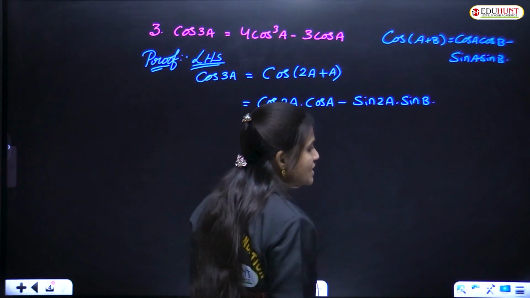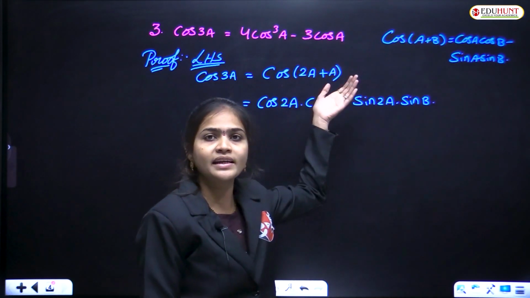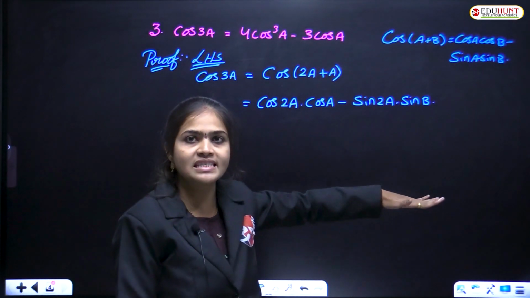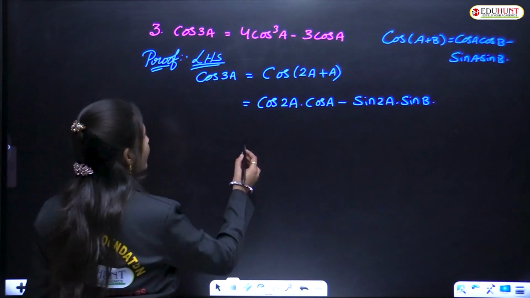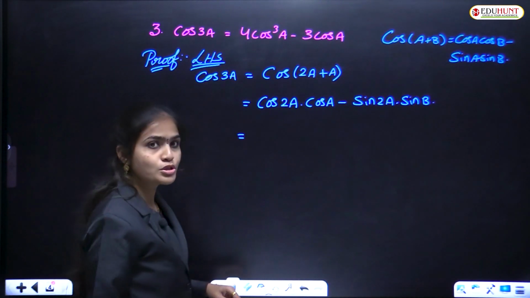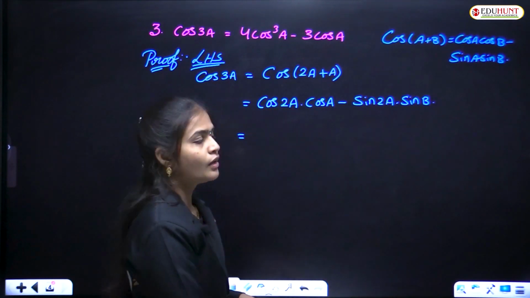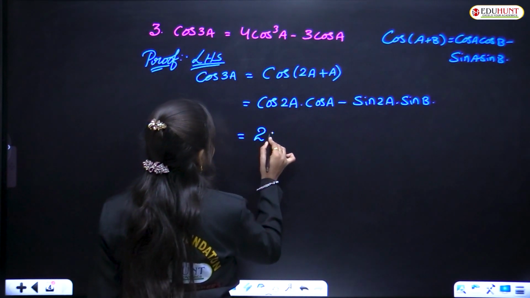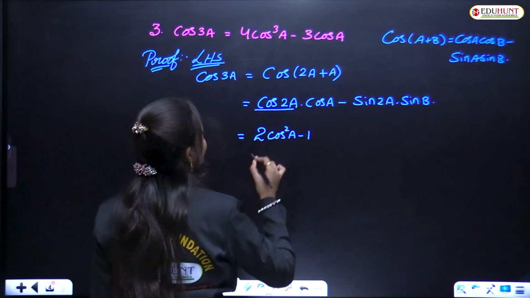So just like the previous one, but here everything is in terms of cos. That's why here we have to convert everything into cos terms only. So what is the formula for cos 2A in terms of cos? Yes, 2 cos square A minus 1. That is the formula for cos 2A.